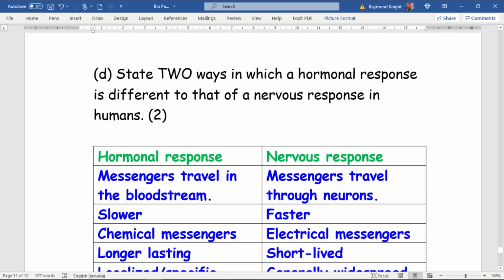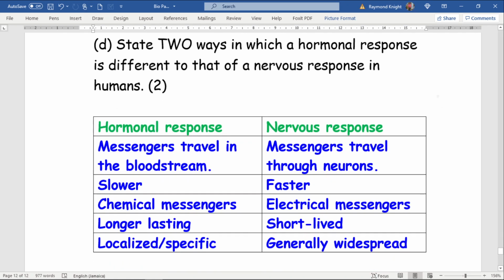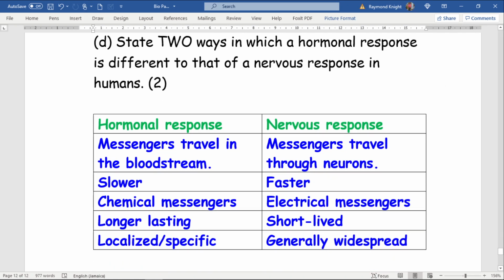Part D now reads, state two ways in which a hormone response is different to that of a nervous response in humans. And I have a list of them here. You want to only access for two, but for hormonal response, the messengers travel in the bloodstream, while for nervous responses, the messengers travel through neurons. For hormonal responses, it's generally slower, and for nervous response, it is faster.